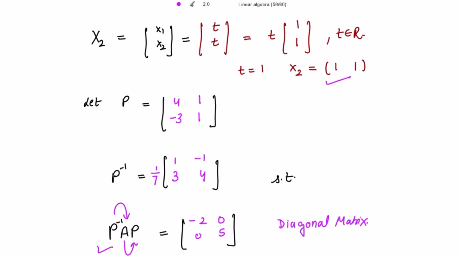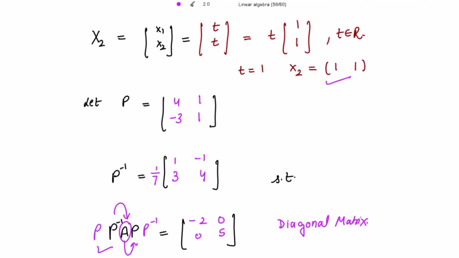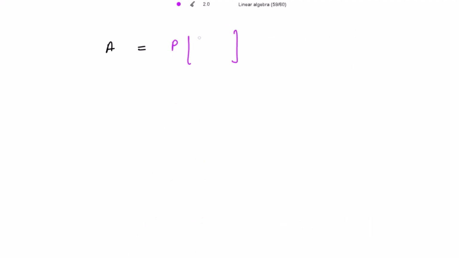Very fine. So from here we get the value of A now. If I first pre-multiply this with P and then post-multiply this with P inverse, I will get the value of A to be P into the matrix minus 2, 0, 0, 5, and here P inverse. Is it okay? Fine? Yes. And now finding the required value, that is A power 100.